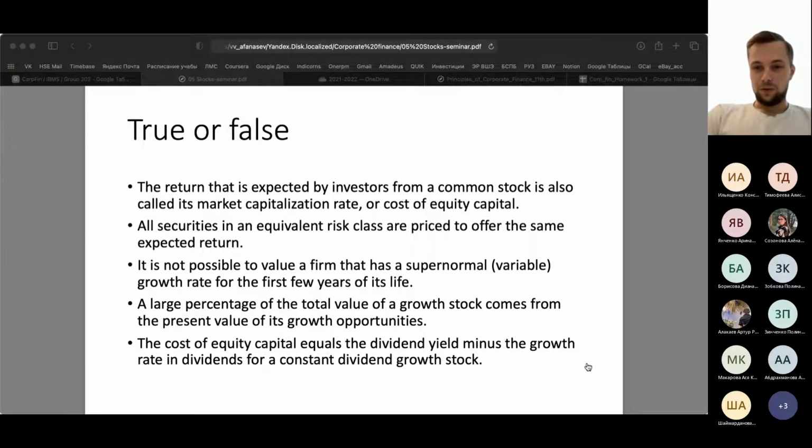Okay, what about the third? Let me see in the chat. Aygul, can you provide your thoughts about the third one? Well, I think this is false because we can discount returns for different periods with different rates. Well, I think it is possible. But does it depend only on the rates? For example, if we have one discount rate for every period, is it still possible to value a firm?